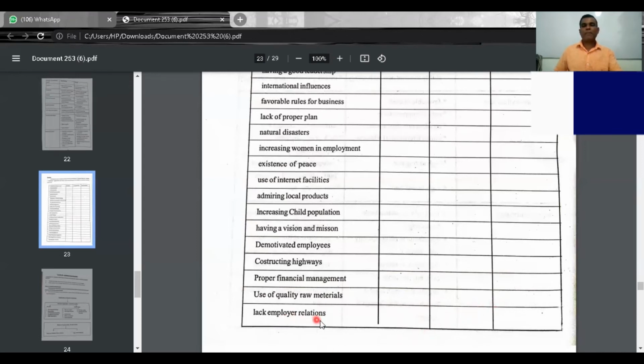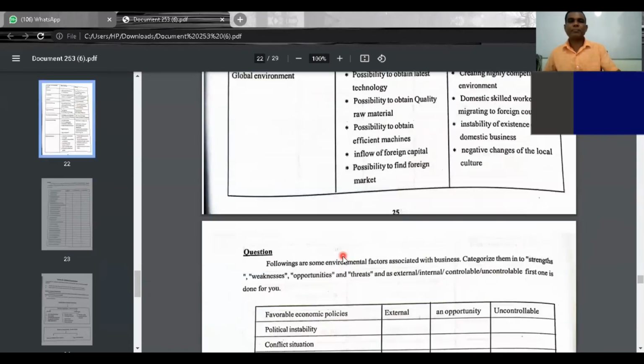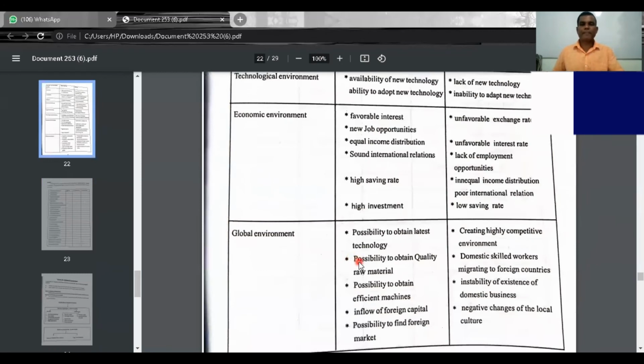Lack of employer-employee relations. Internal weakness. Controllable. Right. So now we discuss those factors.